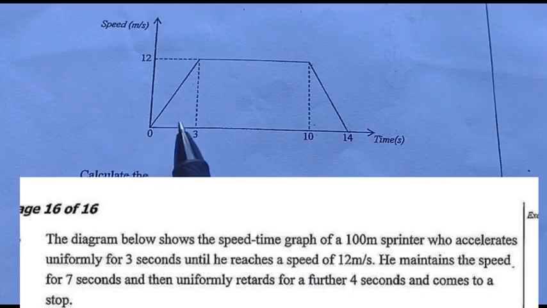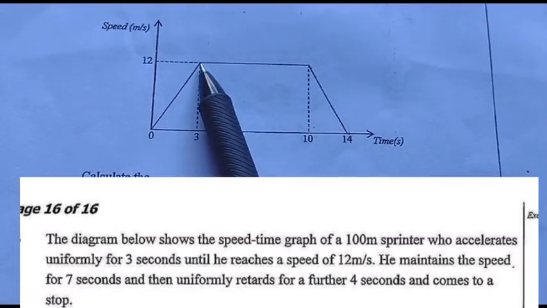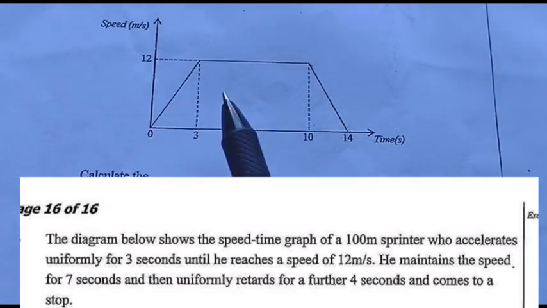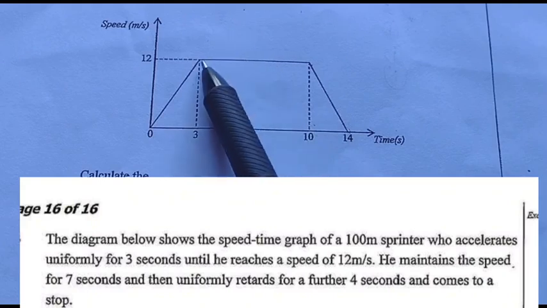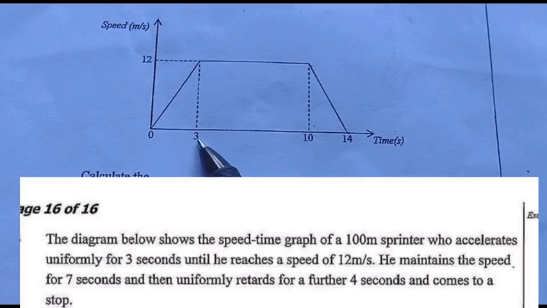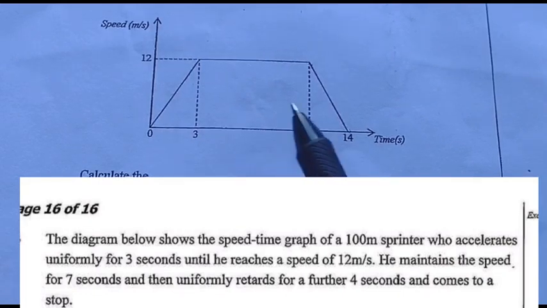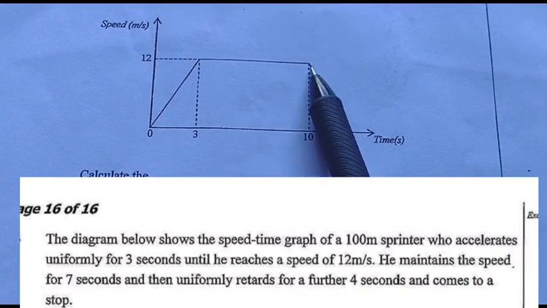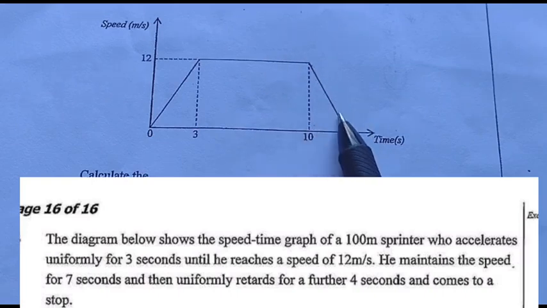So from 0 to 3, this sprinter accelerated from here and reached the speed of 12 meters per second. He maintained the speed for 7 seconds. You can see you have a 3 here and a 10, so there was a difference of 7 seconds. He maintained the speed for 7 seconds and then uniformly retards. So he started retarding here, decelerating for a further 4 seconds and comes to a stop.